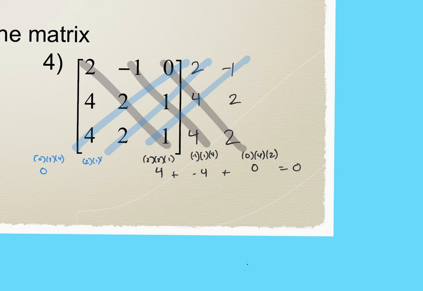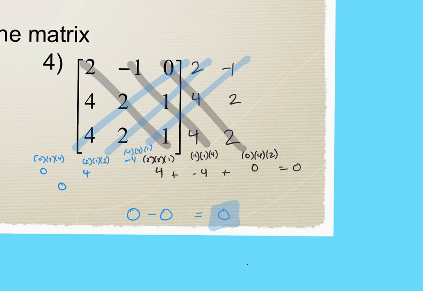2 times 1 times 2, which is 4. And then negative 1 times 4 times 1, which is negative 4. And I get 0. So 0 minus 0 means the determinant of this is 0, which can totally be an answer, okay? That doesn't mean it's undefined.